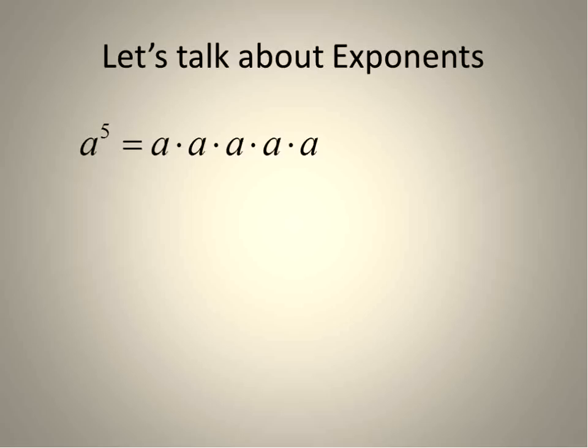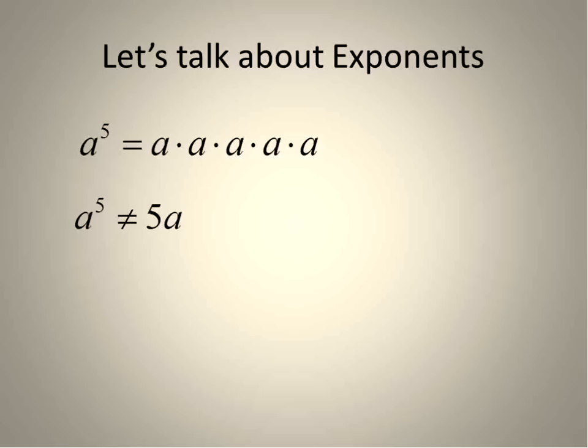Let's talk about exponents first. A to the power of 5 means A times A times A times A times A, 5 times. It does not mean, and this is a common mistake, that A to the power of 5 means A times 5. Which is not the case. A times 5, or 5a, is a plus a plus a plus a plus a. And that's not what we're looking at. With exponents, we are multiplying.